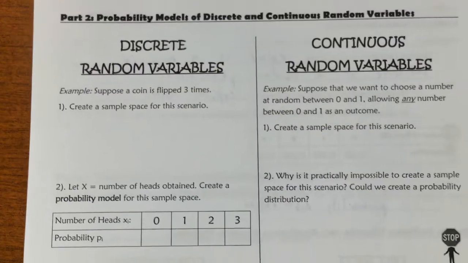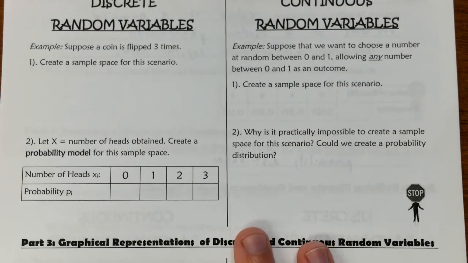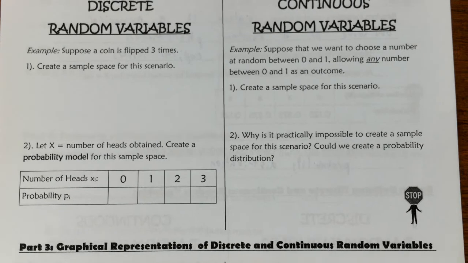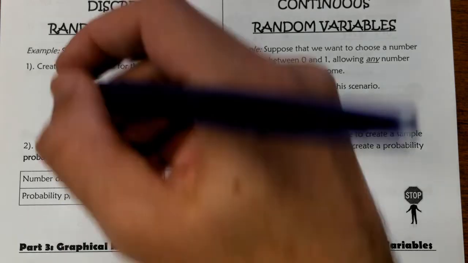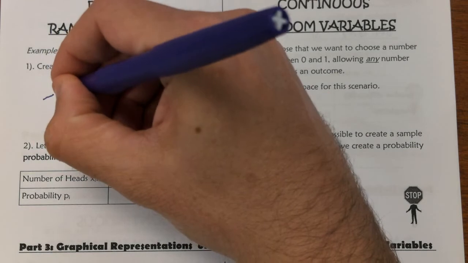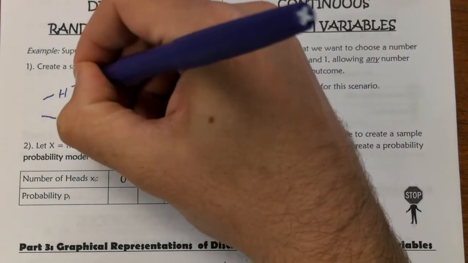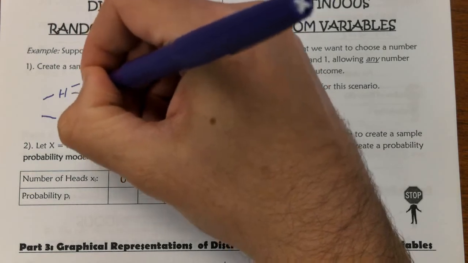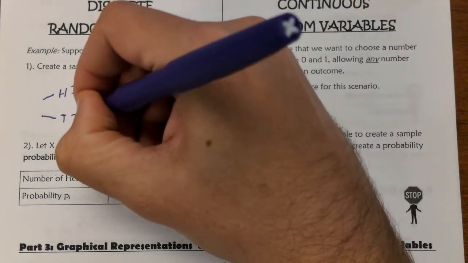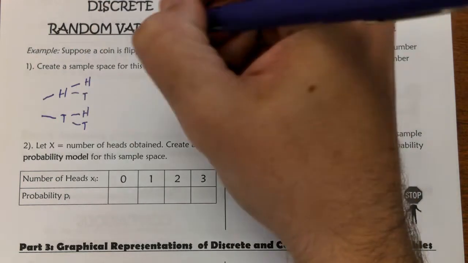Now, for a discrete random variable, let's think about how we might create a sample space for this. So we're going to flip a coin three times. And we want to map out what happens when we flip that coin three times. Well, can I create a sample space for this? Yeah, absolutely I can. For my first flip, I could get a heads or a tails. If I got a heads on my first flip, I could get a heads or a tails on my second flip. Same thing if I got a tails on my first flip.